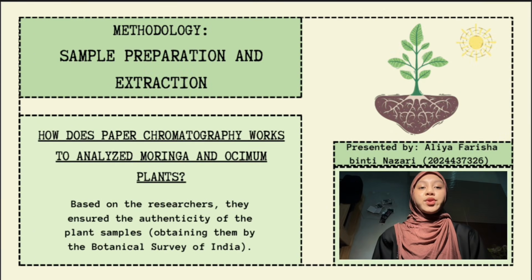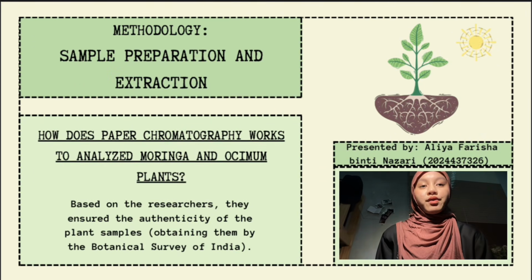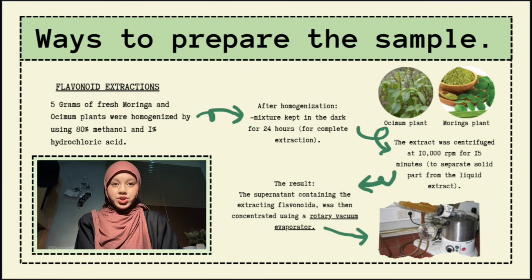Thank you, Damya, for setting the stage. Now, let's delve into how paper chromatography was specifically performed in the study to analyze moringa and ocimum plants. The researchers ensured the authenticity of the plant samples by obtaining them from the Botanical Survey of India. The first crucial step was sample preparation.